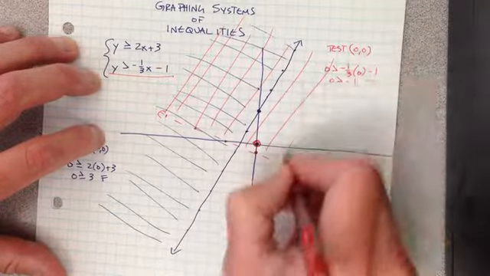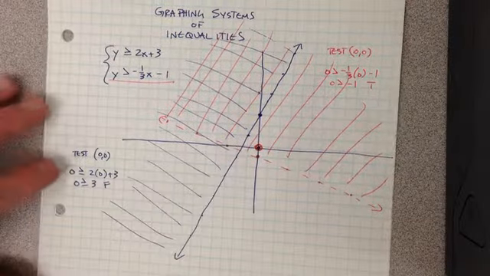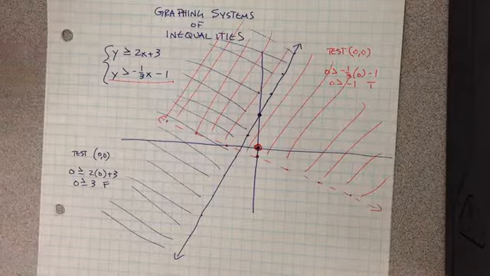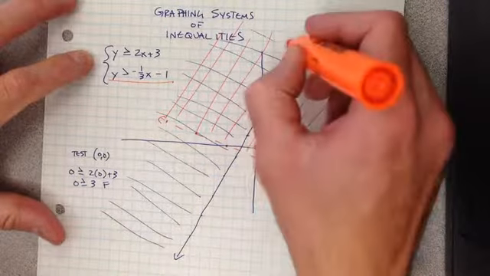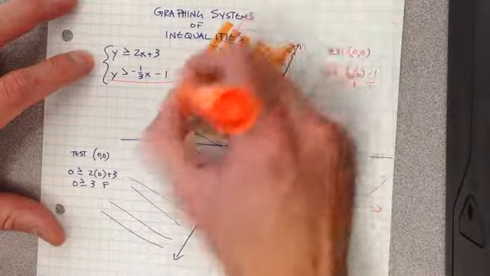Everything above that red line will be a solution. What you are really looking for is where the shaded areas overlap, and you can see by the cross hatching where the red and the blue intersect. All the solutions would be in that whole area.